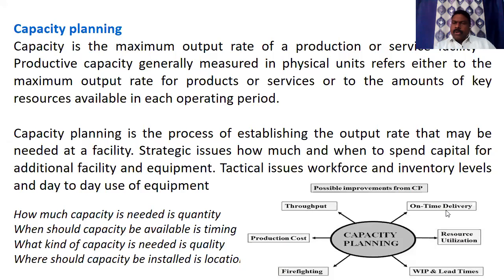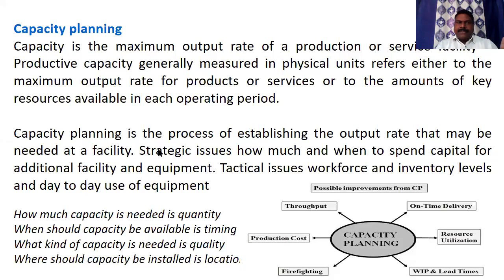Throughput means the output, and on-time delivery that we have to give. Resource utilization means the resources we have, which comes in the capacity. Production costs means how much budget we need for producing. Firefighting refers to safety measures. WIP, work in progress, and lead times mean the idle time of each machine, from machine to machine when transferring, and how much time it takes in case of breakdown. These things are involved in planning.